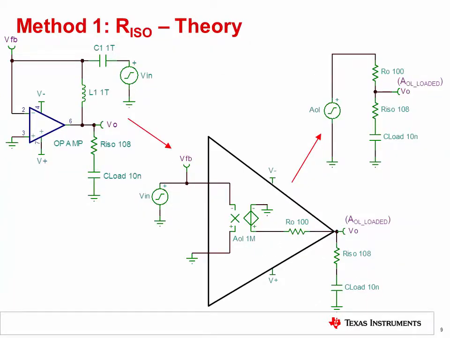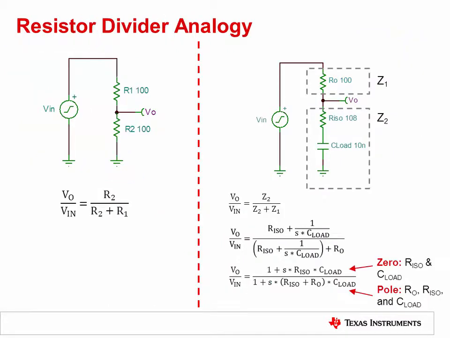We can examine the open loop RISO circuit the same way we examine the capacitive load circuit. Once again, the AOL is loaded by an impedance divider, but this time both RISO and C load are on the bottom side of the divider and RO is on the top of the divider. We can compare the AOL load to a classic resistive voltage divider. Remember, the transfer function of a voltage divider is equal to the impedance of the bottom leg divided by the sum of both the top and bottom impedances. The same applies to the circuit with RO, RISO, and C load as shown on the right.